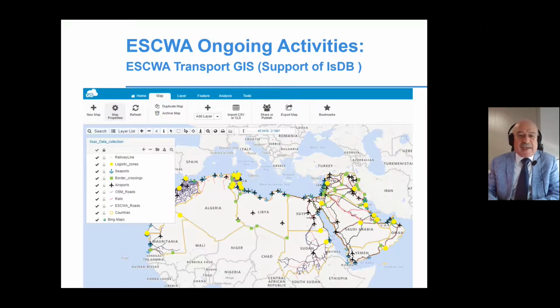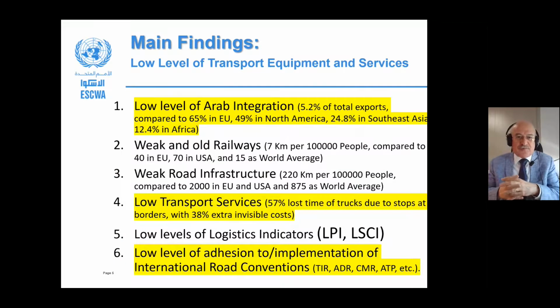For the time being, I might focus on some of the findings that we had so far. I really focus on three. First, there is a low level of Arab integration. Only around 5% of total exports of this region are exported internally, compared, as you can see, to much higher percentages in the other regions of the world. There are low transport services. 57% of the time of trucks crossing the region is lost due to stops at borders for many inspections and other purposes, with around 38% of extra invisible cost. And I think that you all understand what this invisible cost means.